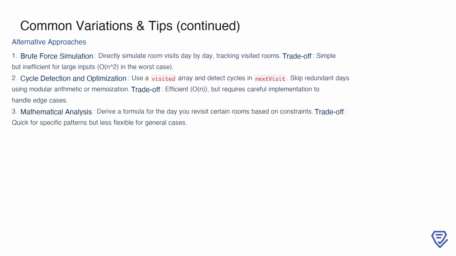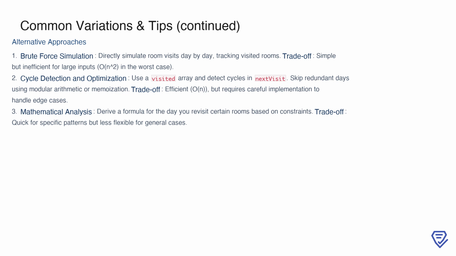The simplest is brute force simulation, where you simulate each day's room visits and track which rooms have been visited. While this approach is straightforward, it becomes inefficient for large inputs, with a time complexity of O(n²) in the worst case. A more efficient alternative is to detect cycles in next visit and optimize the simulation. By using a visited array and leveraging techniques like modular arithmetic or memoization, you can skip redundant days and reduce the time complexity to O(n). However, this requires careful implementation to handle edge cases correctly.